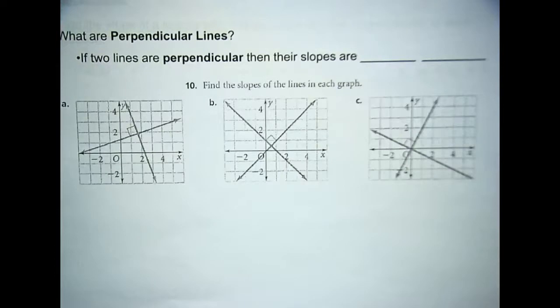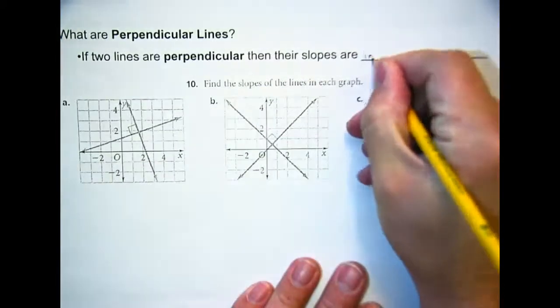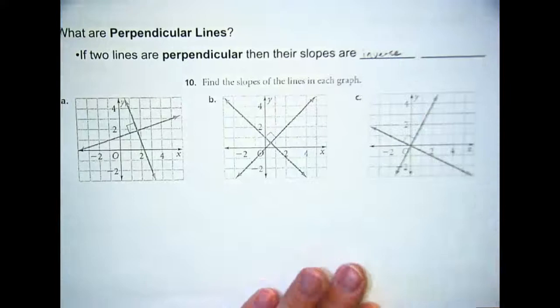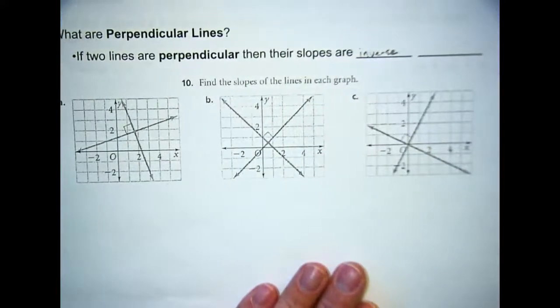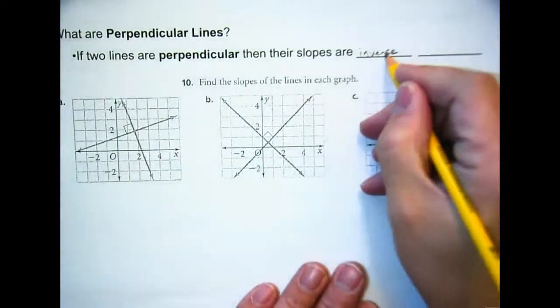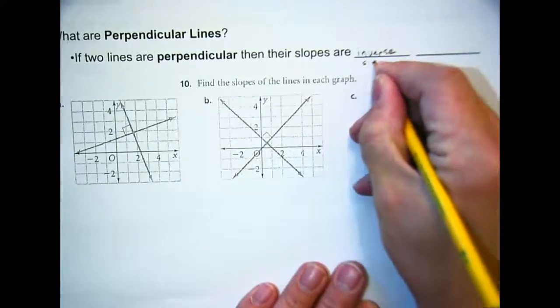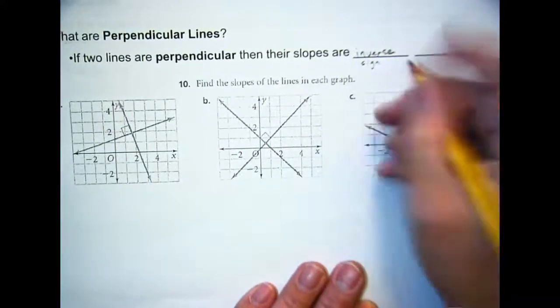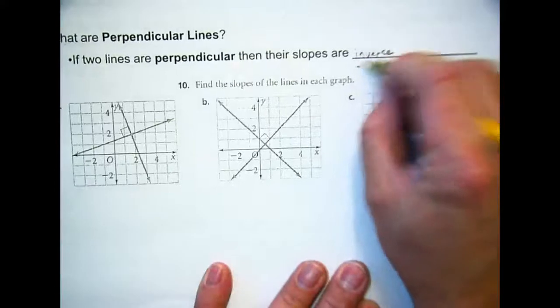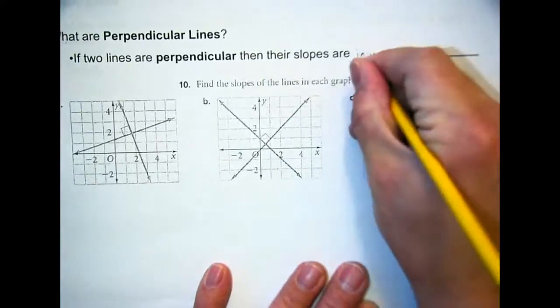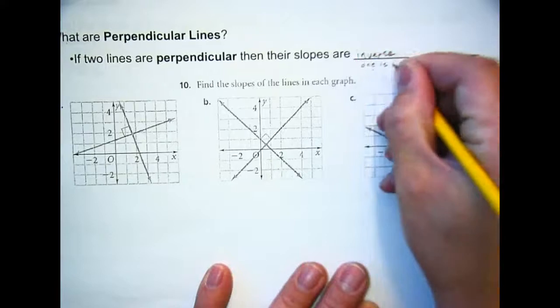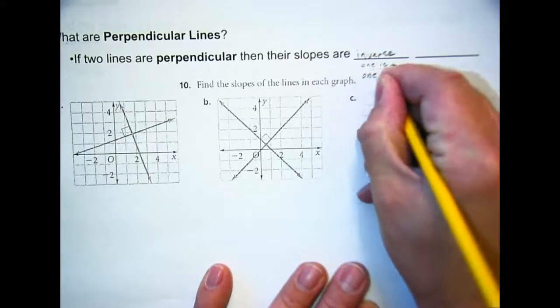So what's one thing we know? They're right angles. They intersect at right angles. What do we know about the slopes? Annalise? Inverse. What's inverse mean? Yeah, the signs are flipped. If you're using this terminology, you may want to make a note to yourself. That means the signs are flipped, or one is positive, one is negative.